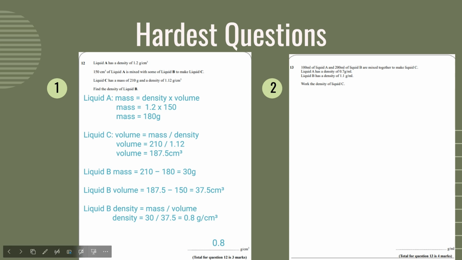So, in our second question, 100 millilitres of liquid A and 200 millilitres of liquid B are mixed together to make liquid C. Liquid A has a density of 0.7 grams per millilitre and liquid B has a density of 1.1 grams per millilitre. Work out the density of liquid C. As we've got the volume for both liquid A and liquid B, we simply add them together, and we do the total mass, which we need to work out, divided by the total volume to find out the density of liquid C.